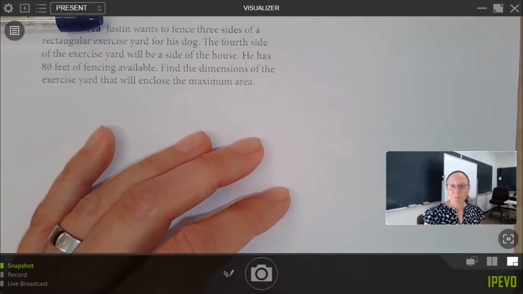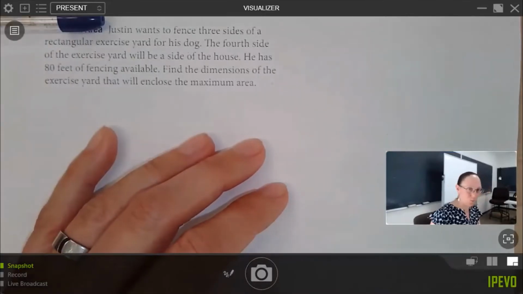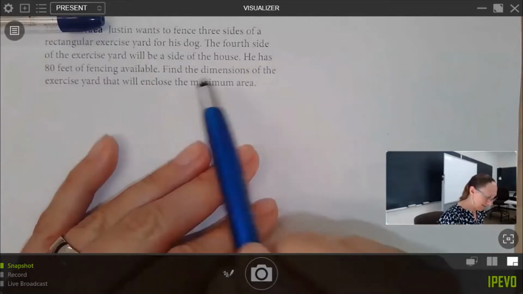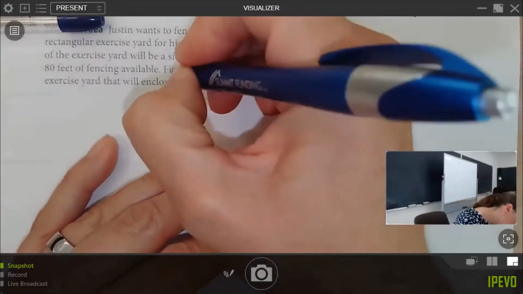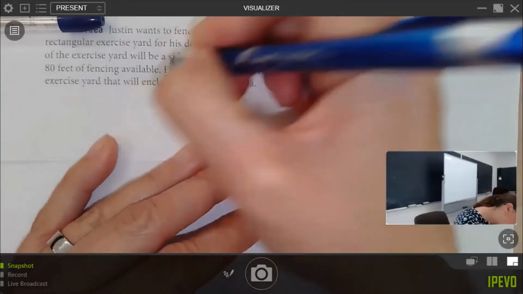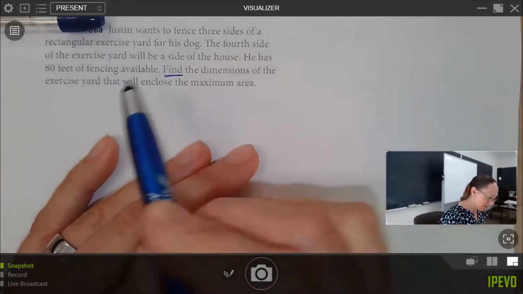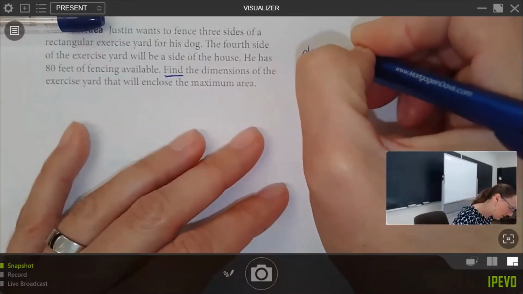Like I do with other word problems, I start at the end and I work backwards in that sentence or clause until I find the question-y word, the instruction-y word. Area maximum, the enclose, will, that, yard, exercise, the, of, dimensions, the, find. Okay. What are we supposed to find? Dimensions of the exercise yard. So we're trying to find dimensions.